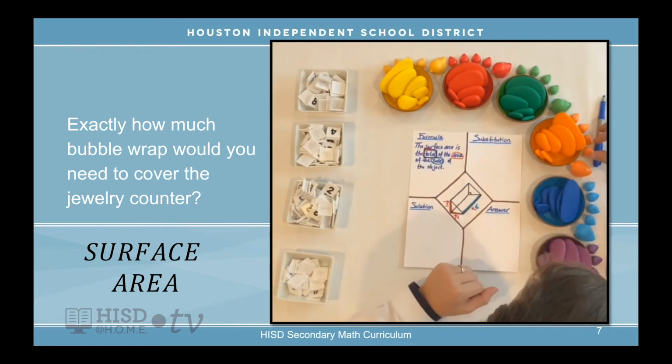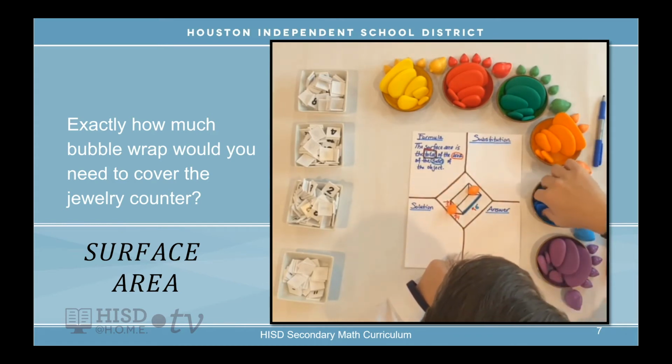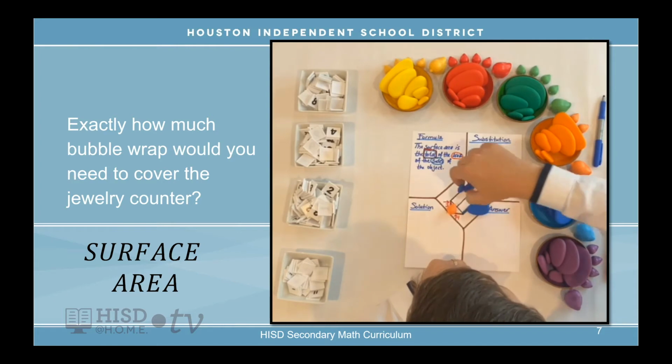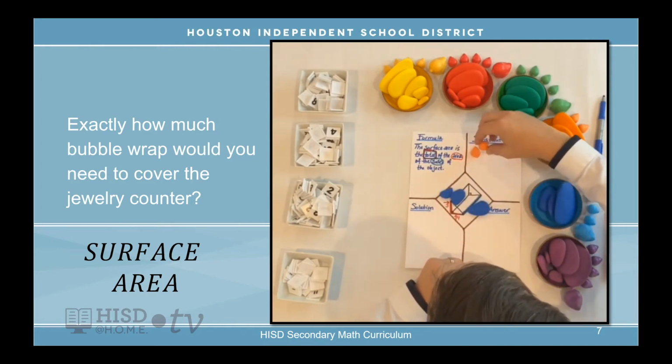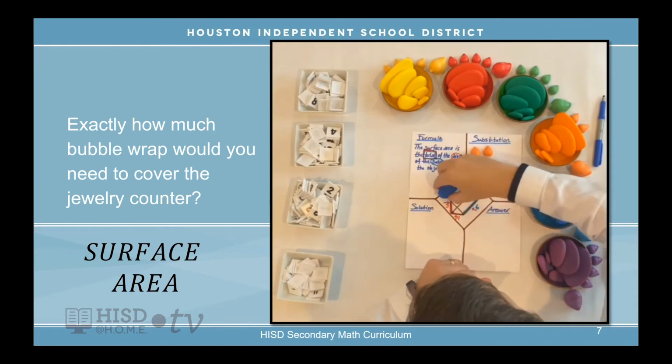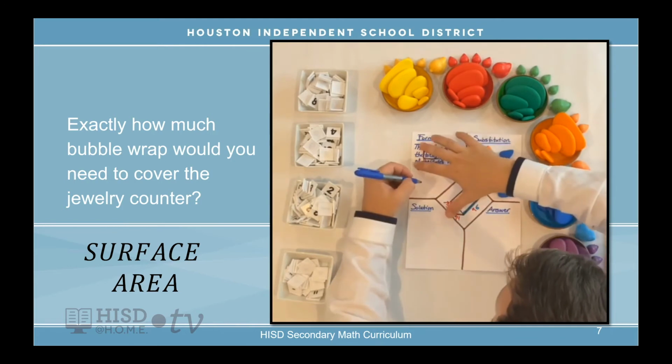So we can see that there are maybe 2 triangles, and we'll use 2 small orange birds for those. And I see 3 rectangles, but it looks like the legs are different lengths. So I'm going to use different size stones for those. If I add them all together and I substitute, I should have a total surface area.